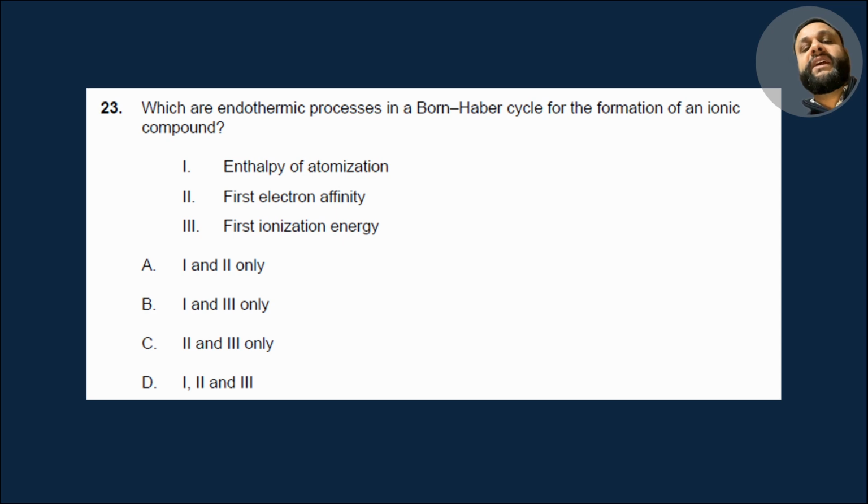Which are endothermic processes in a Born-Haber cycle for the formation of ionic compounds? Enthalpy of atomization is an endothermic process. Energy is required to form 1 mole of gaseous atoms from an element in its standard state. First electron affinity is exothermic. Energy is released when 1 mole of electrons is added to a gaseous atom. And third one, first ionization energy. Ionization energy is always an endothermic process. Energy is required to remove 1 mole of electrons from a gaseous atom. So one is endothermic, and third one is endothermic. So we're looking for options 1 and 3, which is B. So B is the correct answer.